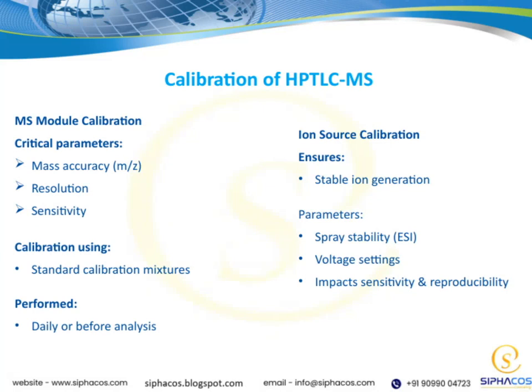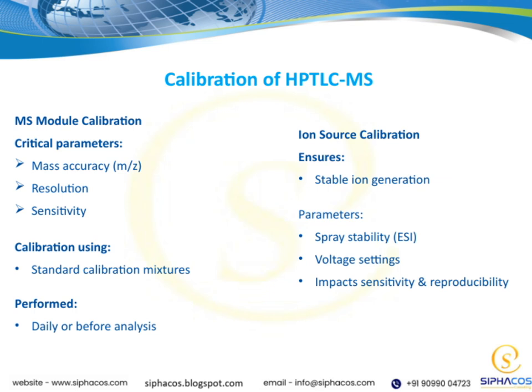Let's talk about ion source calibration. This step is crucial to ensure that our ion generation remains stable throughout our analysis. When we say stable ion generation, we mean that the ion source consistently produces ions at a steady rate, which directly impacts our data quality. Two key parameters here are spray stability, especially in electrospray ionization, and the voltage settings. Maintaining consistent spray stability and correct voltage adjustments helps us achieve reliable sensitivity and reproducibility in our results. If these parameters fluctuate, our measurements can become inconsistent, which we definitely want to avoid.